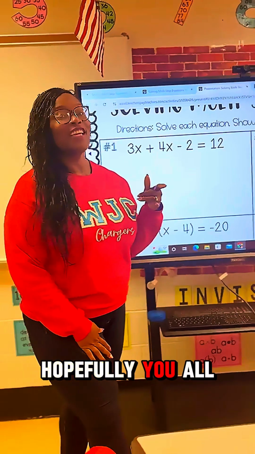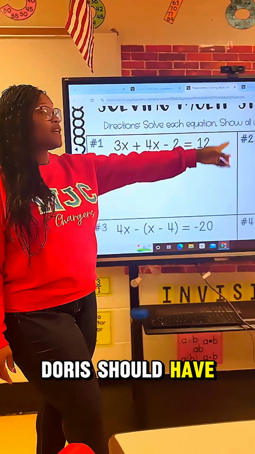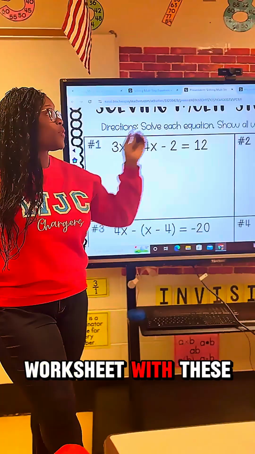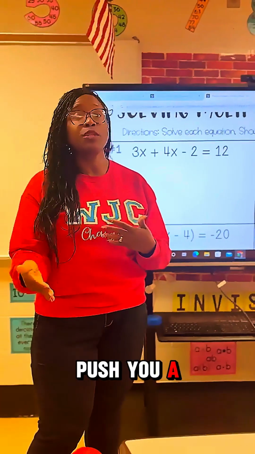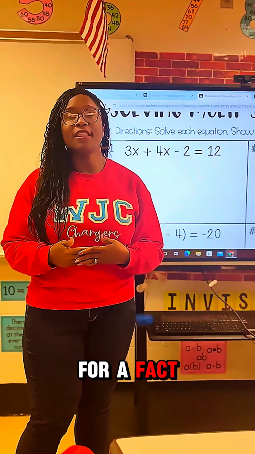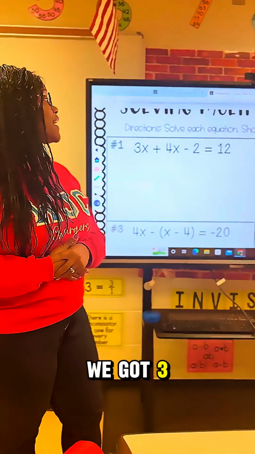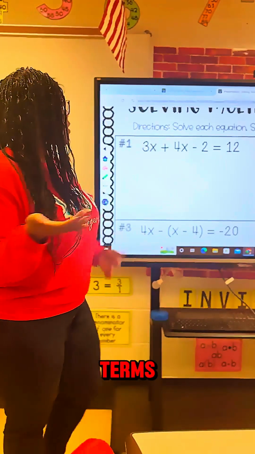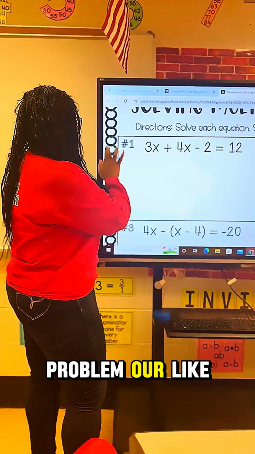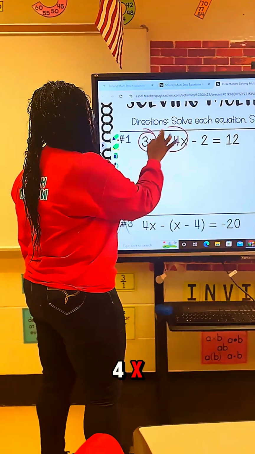All right, hopefully you all have completed your bell ringer. And Miss Story should have passed out a worksheet with these equations. Y'all, this is kind of new. I wanted to push you a little bit, but I know for a fact that you guys can do it. Let's look at the first problem. We got 3x plus 4x minus 2 equals 12. What are our like terms? Well, in this problem, our like terms are 3x and plus 4x.